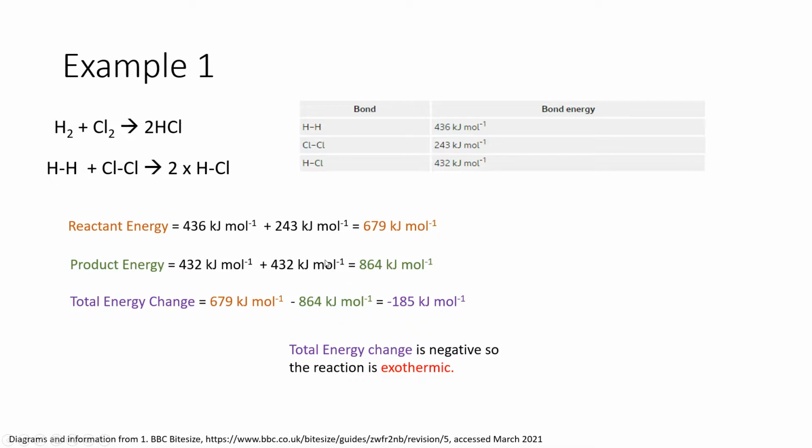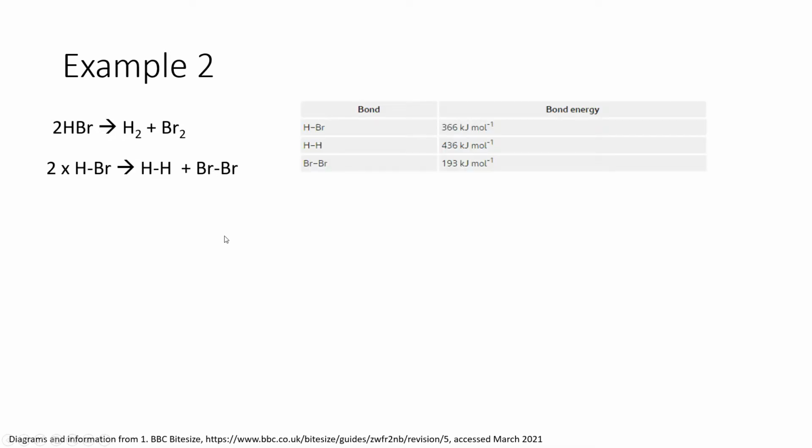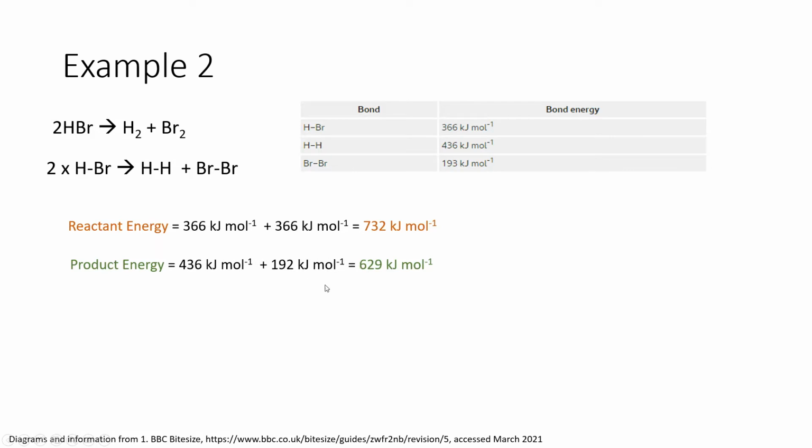The second example is hydrogen-bromine becoming a hydrogen molecule and a bromine molecule. Once again, here are the bond energies. As before, the reactant bond energies are added together to get 732. The product energies are added to reach 629, and when you subtract the products from the reactants, you get positive 133. However, the total energy of this reaction is positive, and that means it's endothermic.